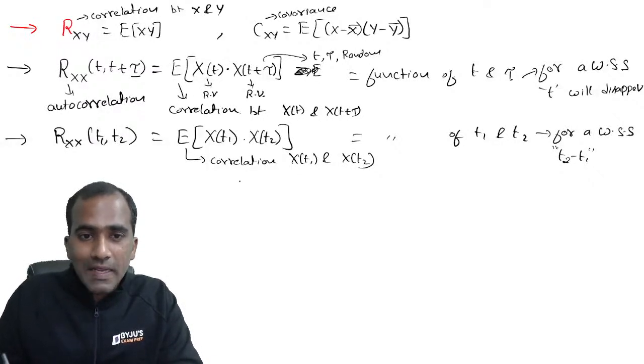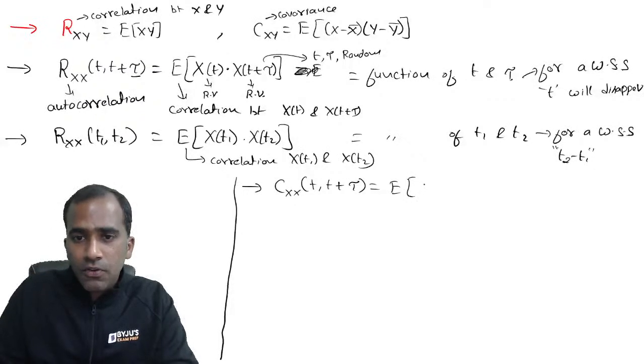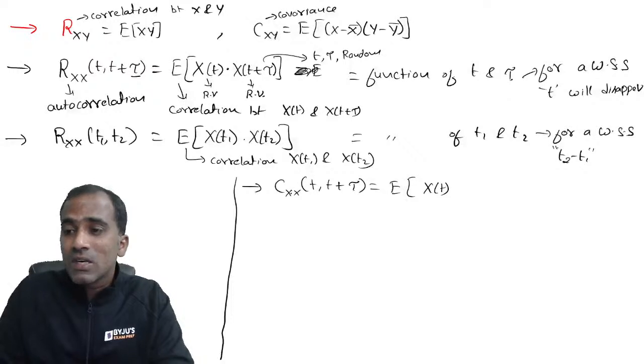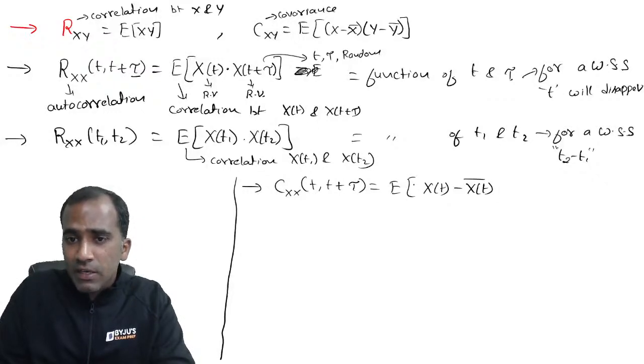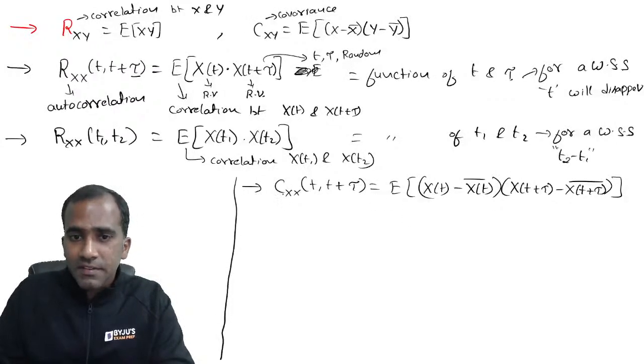Very good. Next, shall we understand about covariance also, autocovariance also? C_XX of t comma t plus tau, same concept. It is the expectation of X of t. C means it's a covariance. Covariance is also correlation only, but by removing the mean value, we're going to find the correlation. First, we are interested in the random variable at time t seconds, X of t, and we are also interested in the random variable at t plus tau seconds: X of t plus tau minus X bar of t plus tau. Okay, very good. So this is the definition of covariance.